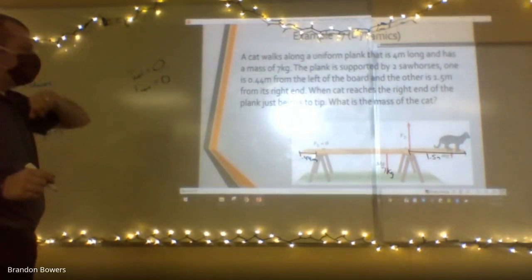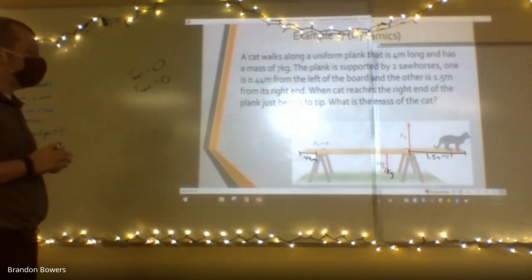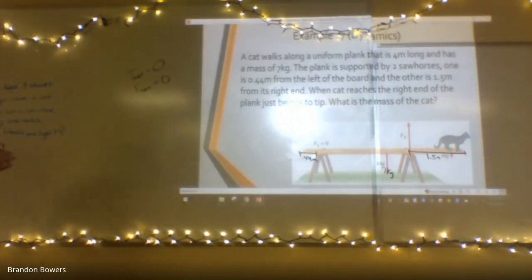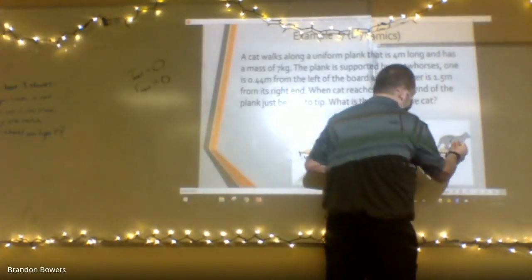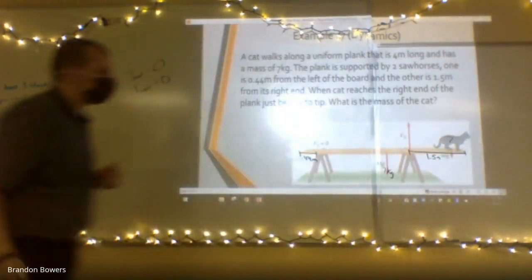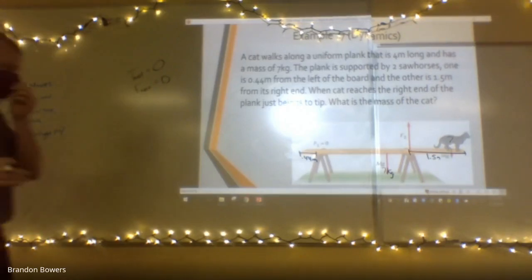Let's see. 1.5 meters from its right end. And the cat reaches the right end of the plank, the tip. What is the mass of the cat? Okay, so we're trying to find the mass of the cat. Okay, so now we have 3 different torques involved. Okay, so let's find.